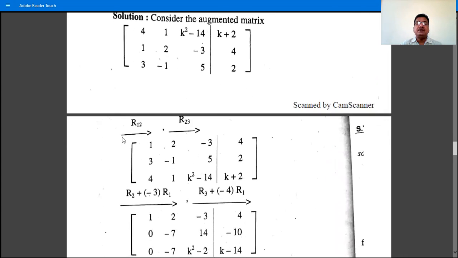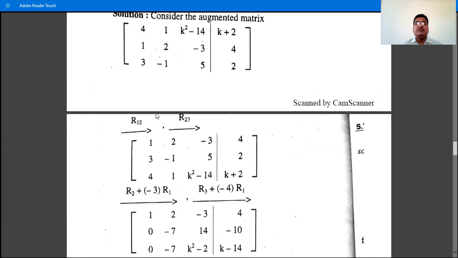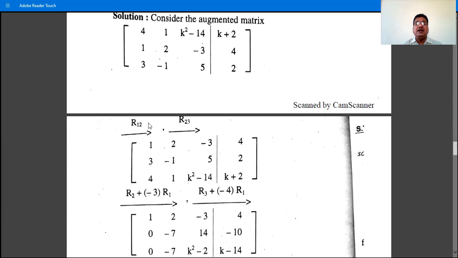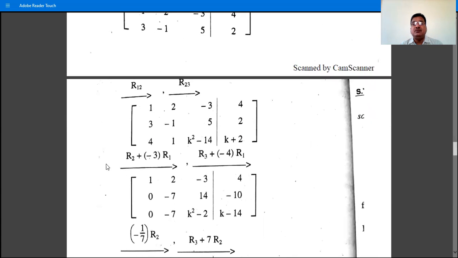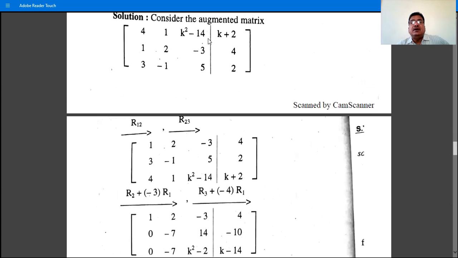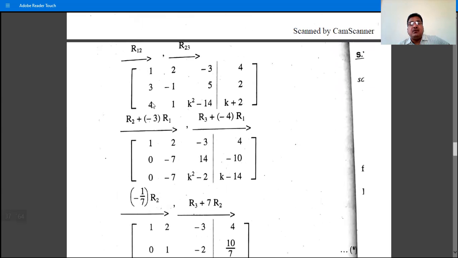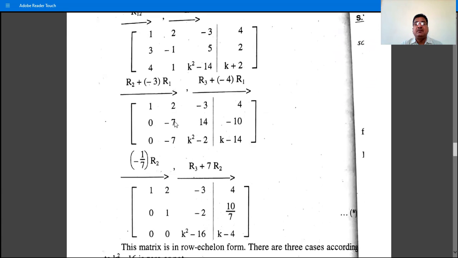And we have to reduce this augmented matrix to echelon form. So interchange the first row and second row, and first row and third row. So we have 1 at this place: 1, 2, minus 3, 4, and then 3, minus 1, 5, 2, and the last row is 4, 1, k squared minus 14, k plus 2. Then we have to reduce this 3 and 4 to 0. So R2 minus 3 R1, R3 minus 4 R1. So we have 0 at these two places, and minus 7, 14, minus 10 as the entries.